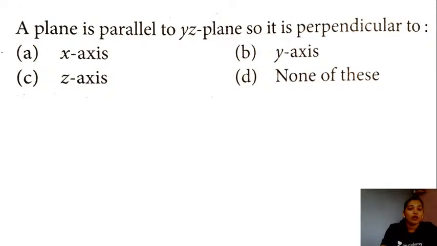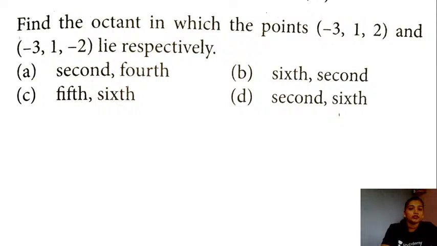Right, let me give you all the next question now, students. Find the octant in which the points (-3, 1, 2) and (-3, 1, -2) lie respectively. Okay, as I was discussing with you all, first of all, let's note down the points.